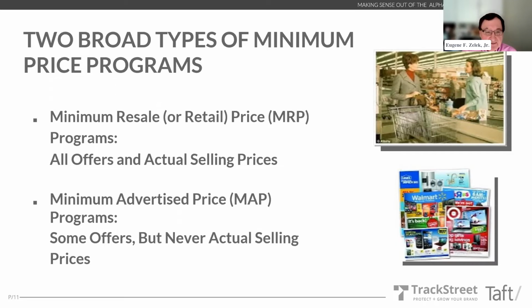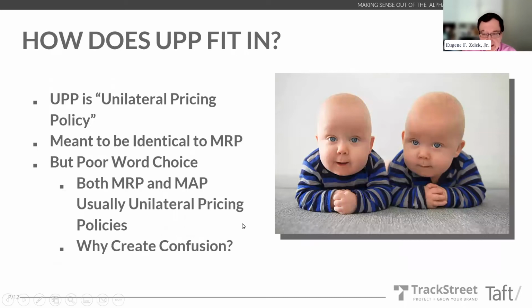Now, one of the other things that comes up, and it also is confusing, is UPP. So where does UPP fit in? UPP stands for Unilateral Pricing Policy, and it's meant to be identical to what we call MRP, but we don't like it. We don't like it because both MRP and MAP are usually unilateral pricing policies. So if I talk about unilateral pricing policy, which am I referring to? Is it MAP or is it MRP? It's far better to make the distinction, and that's why we use only MRP and MAP. But you still see UPP floating around, and it generally means an MRP policy, but it is confusing. So since what we're all about here today is trying to cut through the confusion, I'd say stay away from UPP, focus on MRP or MAP, because it makes a cleaner distinction.